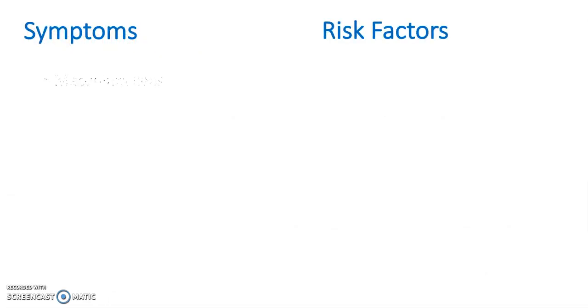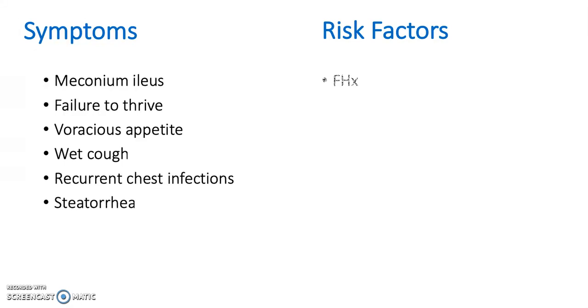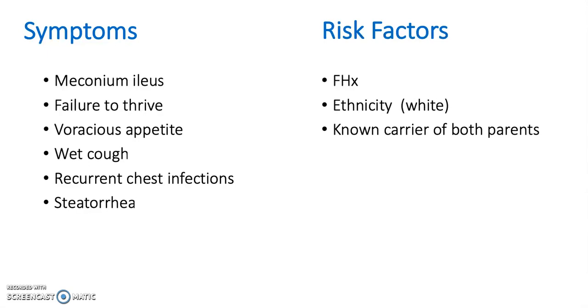Symptoms and risk factors: meconium ileus at birth, failure to thrive, voracious appetite, wet cough, recurrent chest infections, steatorrhea. Risk factors: family history, ethnicity, white, known carrier of both parents.